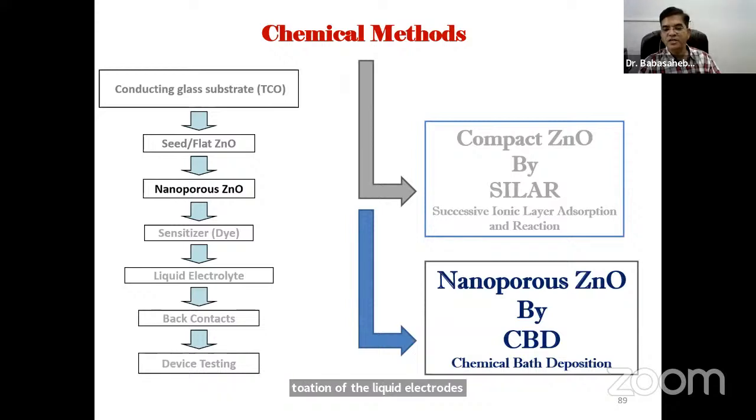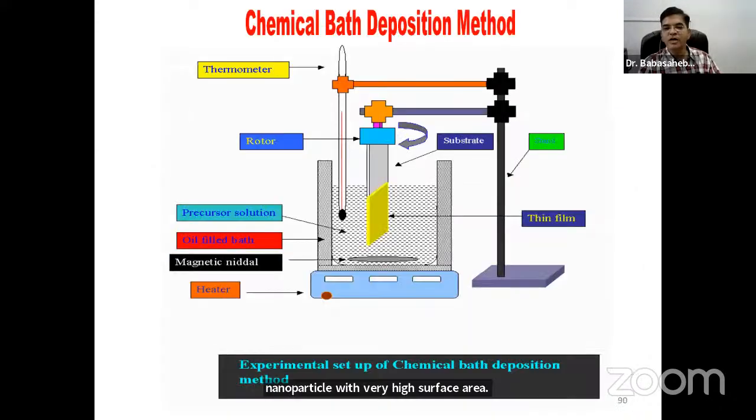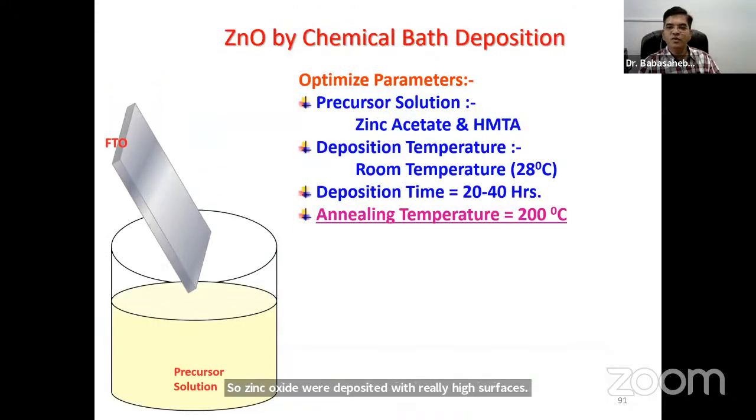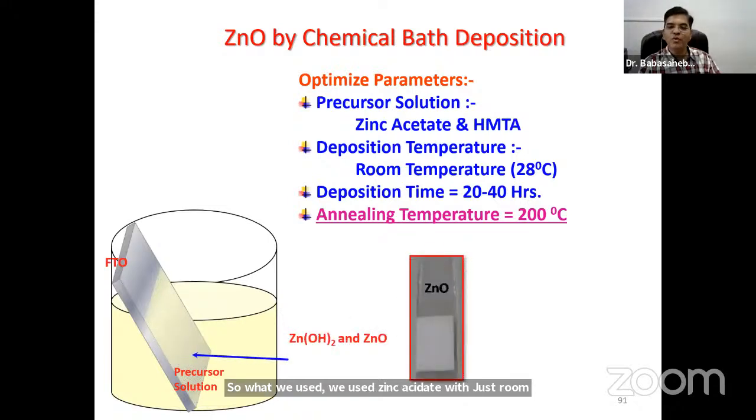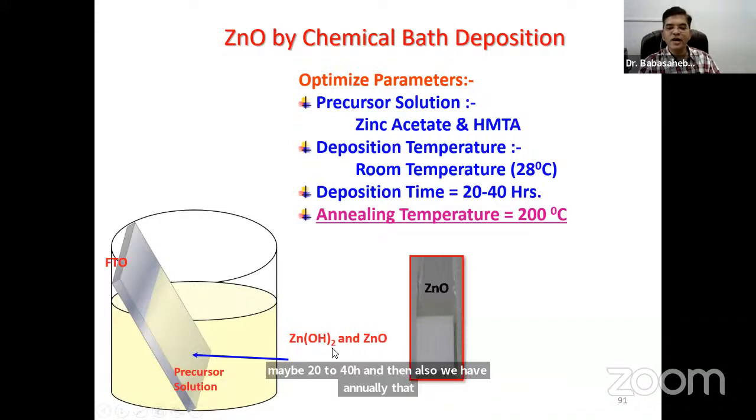The next requirement is interconnection of the nanoparticles with very high surface area. So we deposited zinc oxide with very high surface area by using chemical bath deposition. We used zinc acetate with hexamethylenetetramine, just room temperature deposition. Deposition time we varied from maybe 20 to 40 hours. Then we also annealed it at 200 degrees Celsius because it contains a hydroxide part.